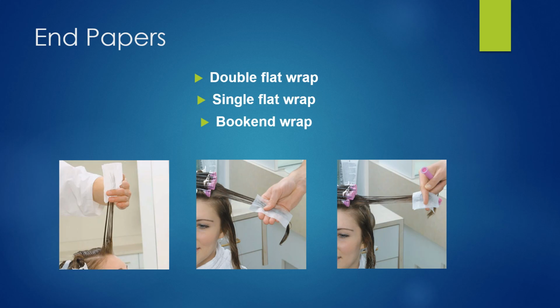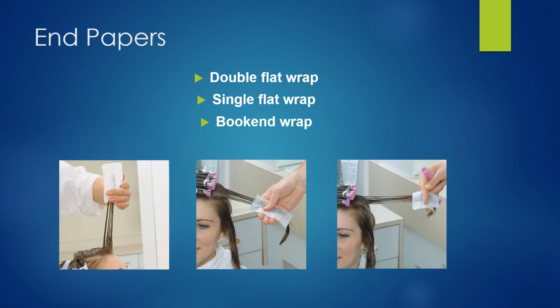First you have a double flat wrap. This uses 2 end papers, one placed under and one over the hair strand. Both papers extend past the hair ends. Next you have a single flat wrap. This uses 1 end paper placed over top of the strand of hair being wrapped. Lastly, we have a bookend wrap. This uses 1 end paper folded in half over the hair ends like an envelope.